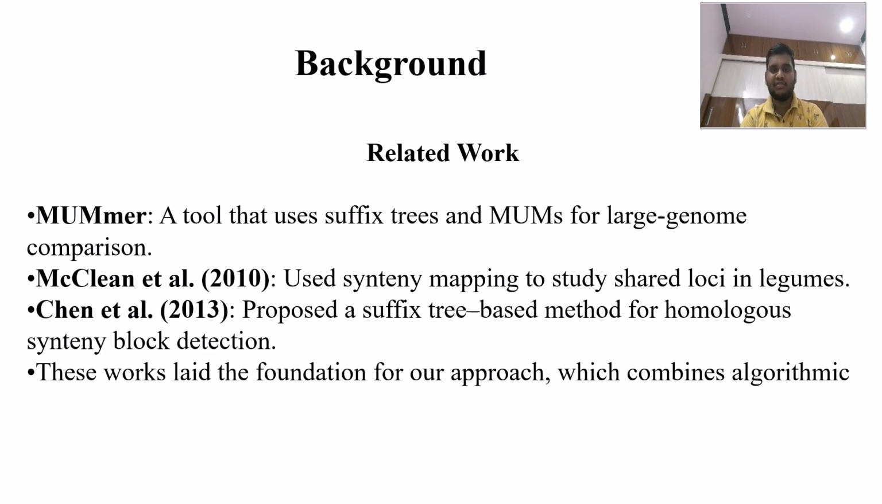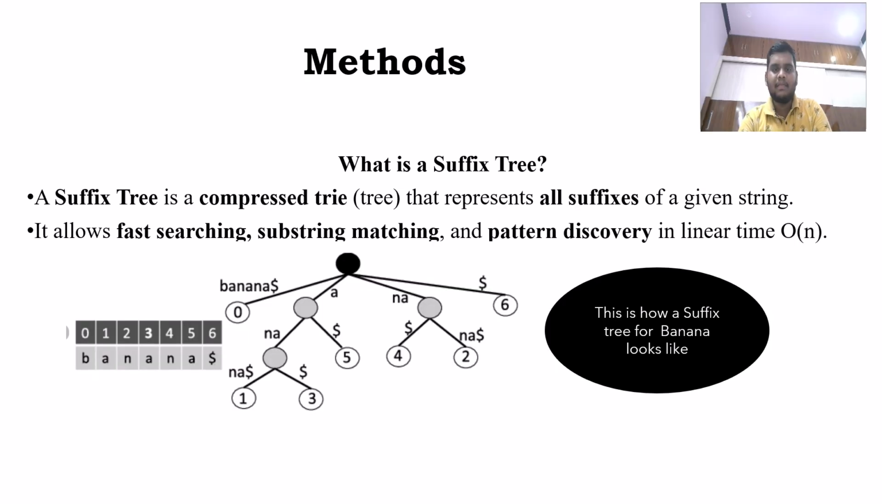Some researchers created a tool called MUMmer, which is based on suffix trees and is widely used for large genome comparison. And a researcher called McLean proposed a method called synteny mapping, which he used for detecting shared local intervals. And a researcher called Chen also proposed a method based on suffix trees for homologous synteny block detection. In this presentation, I came across suffix trees many times.